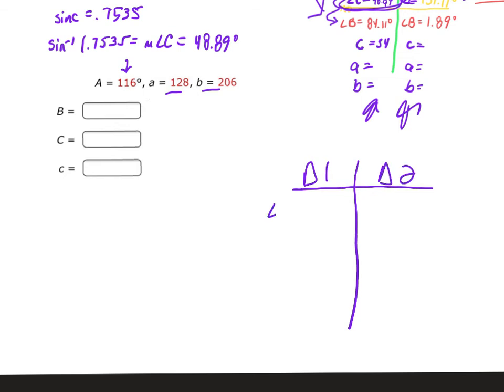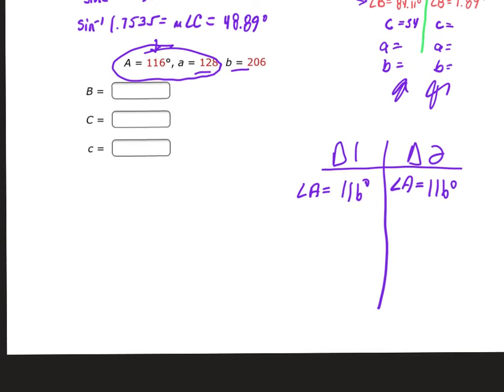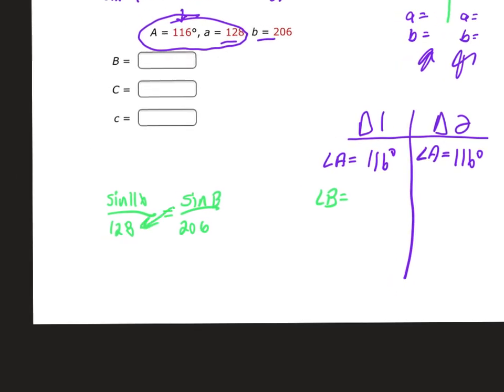All right, the angle that they gave me was angle A. So I'm going to say that this angle would occur in both triangles. So 116 degrees. They gave me something about angle A and side A, and they gave me information about side B. So that means I'm going to try and find angle B. So I have the sine of 116 over 128 equals the sine of B over 206. So again, cross multiply. 128 times the sine of B equals 206 times the sine of 116.